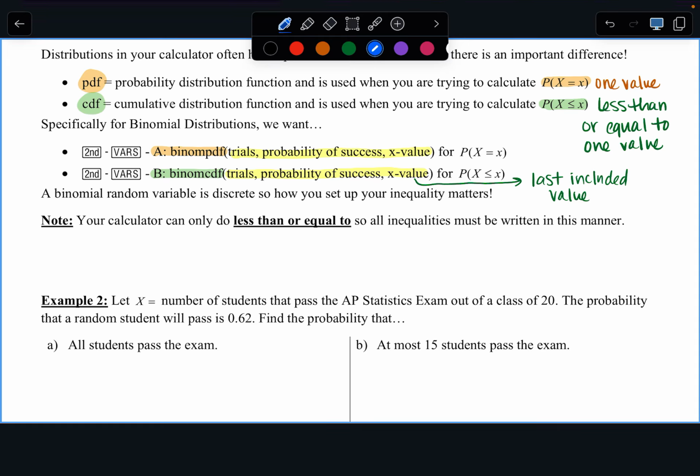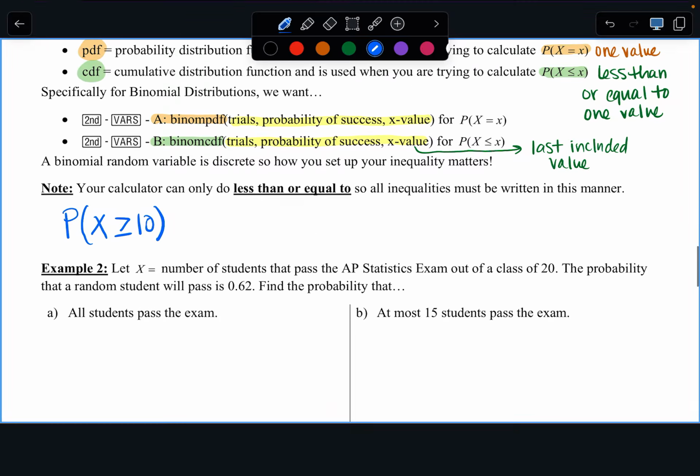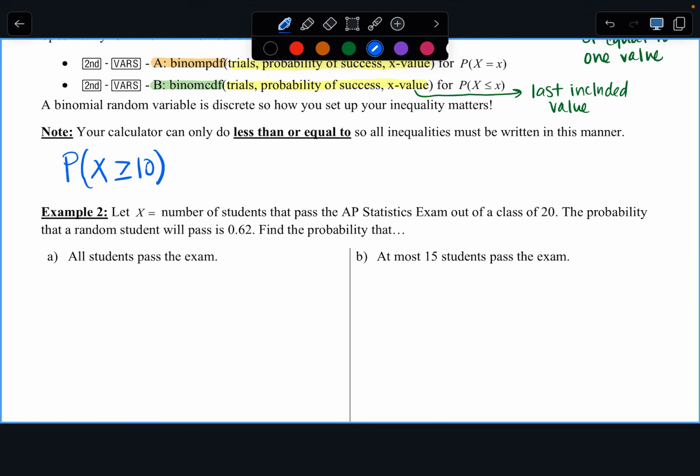So if I want to do, for instance, the probability that X is greater than or equal to 10, then I have to kind of work in complements. So what I would have to do is 1 minus the probability that X is less than or equal to 9. Because again, the only thing that the calculator can do is less than. So if I want to do greater than, it's still possible with the calculator. I just have to remember that complements exist. So I just find the other side of it and I subtract it from 1.